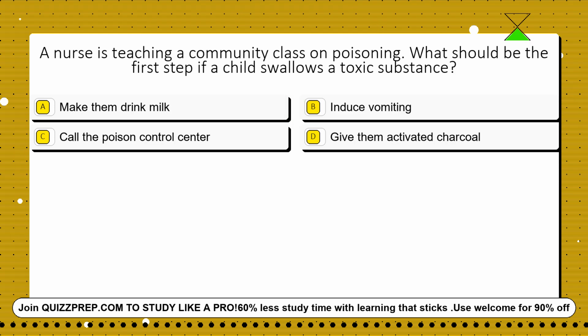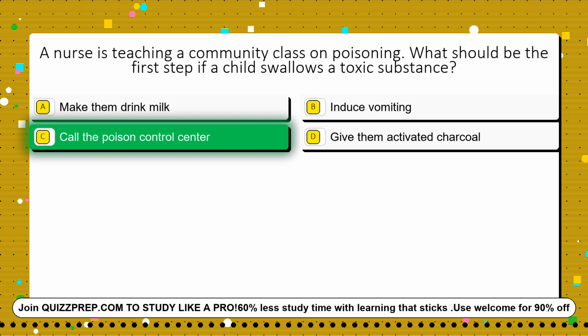Question 83. A nurse is teaching a community class on poisoning. What should be the first step if a child swallows a toxic substance? Option A. Make them drink milk. Option B. Induce vomiting. Option C. Call the Poison Control Center. Option D. Give them activated charcoal.